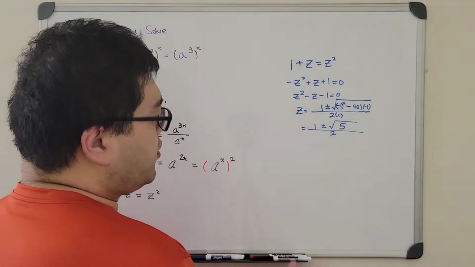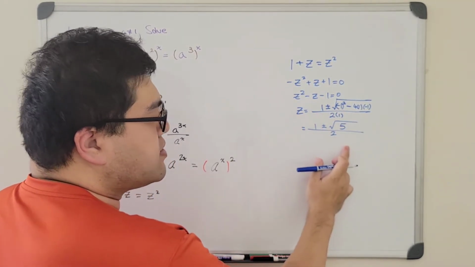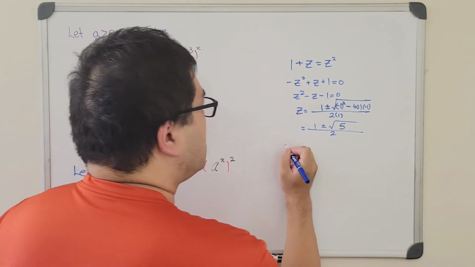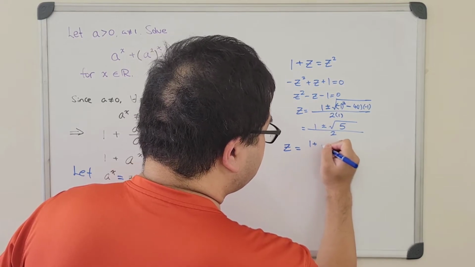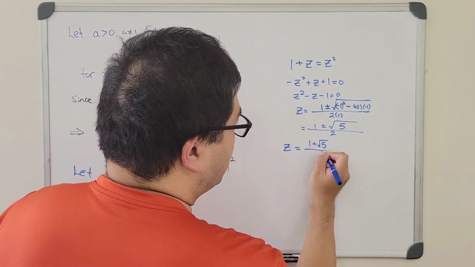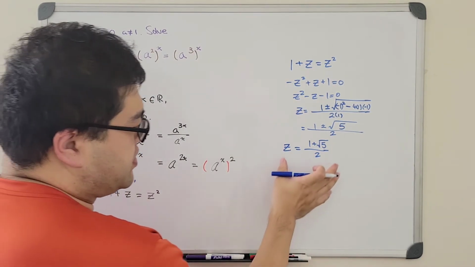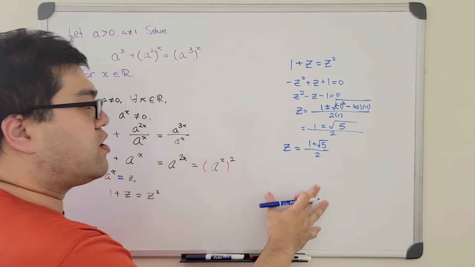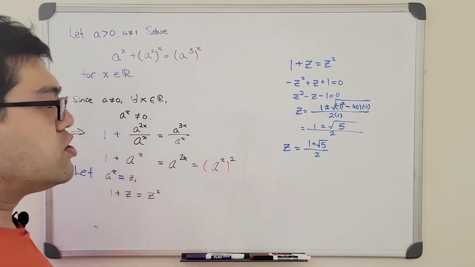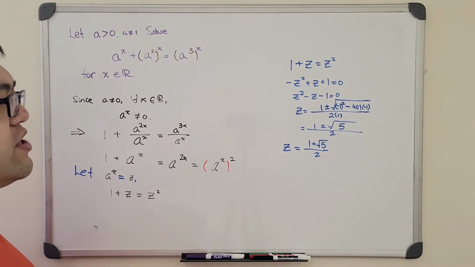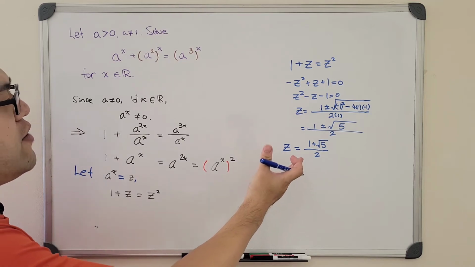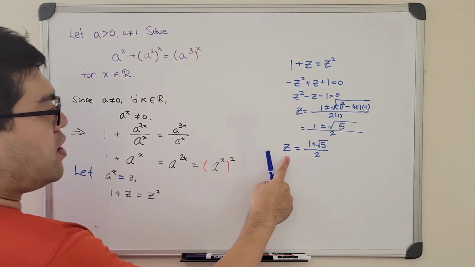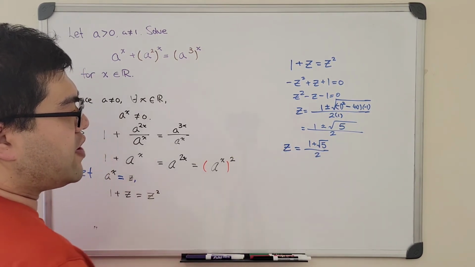So if we look at our answer here, one of them gives us a positive result, but the other one is giving us a negative result. Of course, 1 plus radical 5 over 2 is positive, so this is valid. But for the other solution, 1 minus radical 5 over 2, that's negative. So that solution is invalid. Therefore, we do not have to include it back into our expression. So the only option that we can have is 1 plus radical 5 over 2.